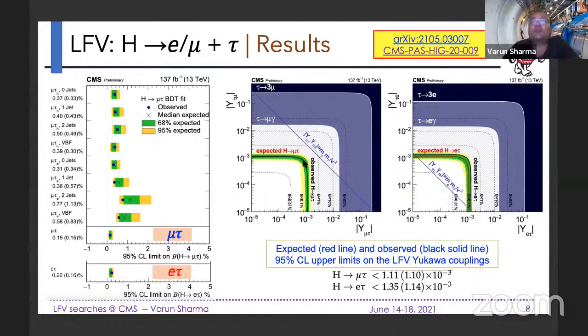They are just shown here with the black curve, and the green and yellow are the 68 and 95% confidence level intervals. The limits here are also compared with the tau to mu gamma and tau to 3 mu decays, and we see the limits for the Higgs to mu tau are very strict, about 10 to the minus 3%. So these are very stringent limits that we get imposed on the Yukawa couplings as well.